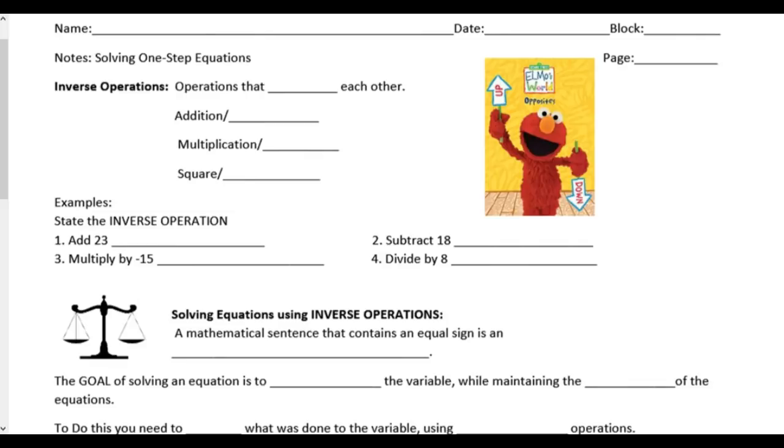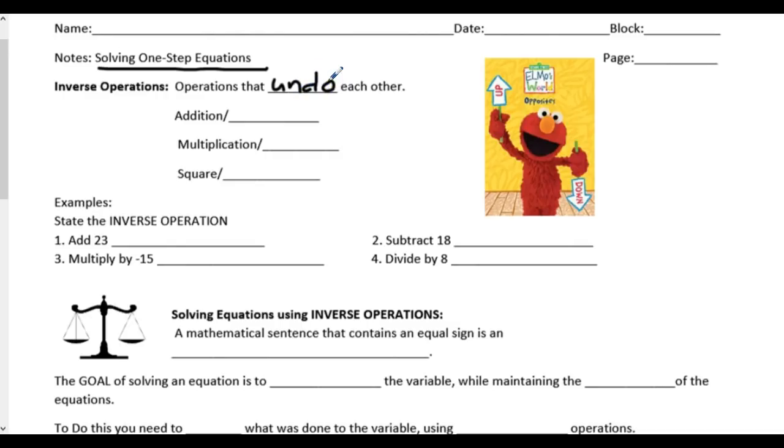Right, so today we are going to be solving one-step equations. But first, before we start solving anything, we need to learn a little bit about operations, specifically inverse operations. So what is an inverse operation? Inverse operations are operations that undo each other. So they kind of balance each other out.